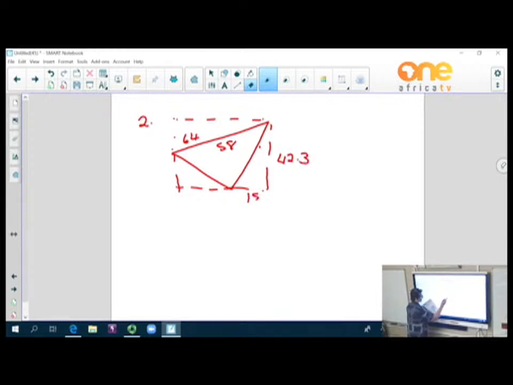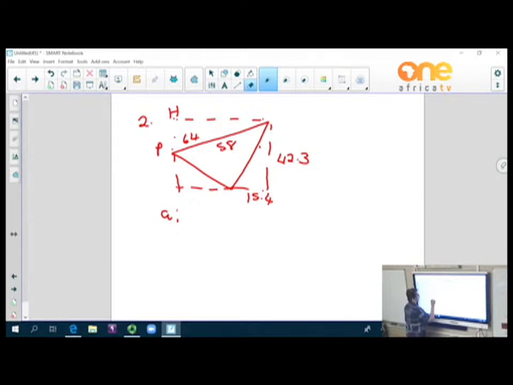and this one 15.4. Right, so the first question here is, the ship leaves Port P on a bearing of 64 degrees. It sails for 58 kilometers to A, and then calculate how far A is north of P. Now you can see they say find PH. That's why they've drawn that right angle triangle there.